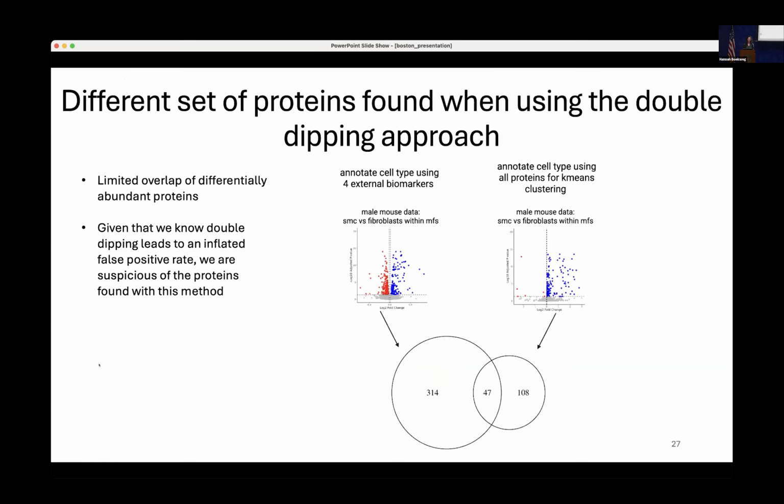So finally, we did this for the mouse data set. We did both methods of cellular annotation. And this side is showing when we use the external markers and then remove them. And then this is showing the k-means and then using all those again to cluster. And you can see that there's very little overlap between these 2 groups. And also given what we know, like the problems that come with double dipping and that we know it leads to an inflated false positive rate, we're fairly suspicious of the proteins that are found just by the k-means clustering method.